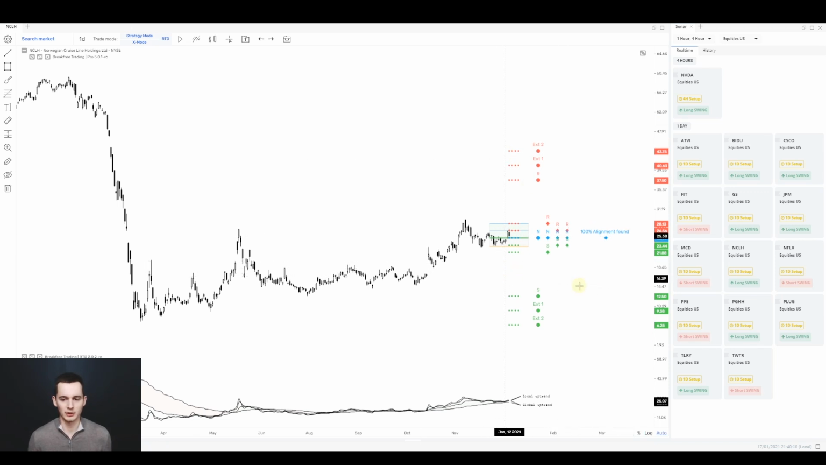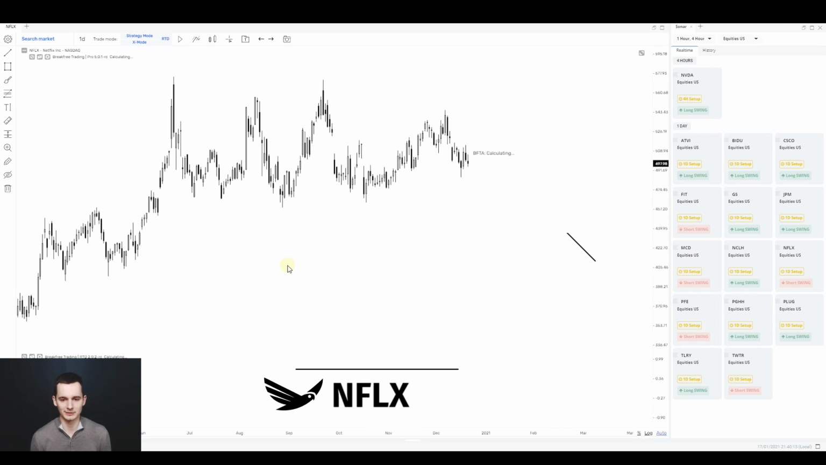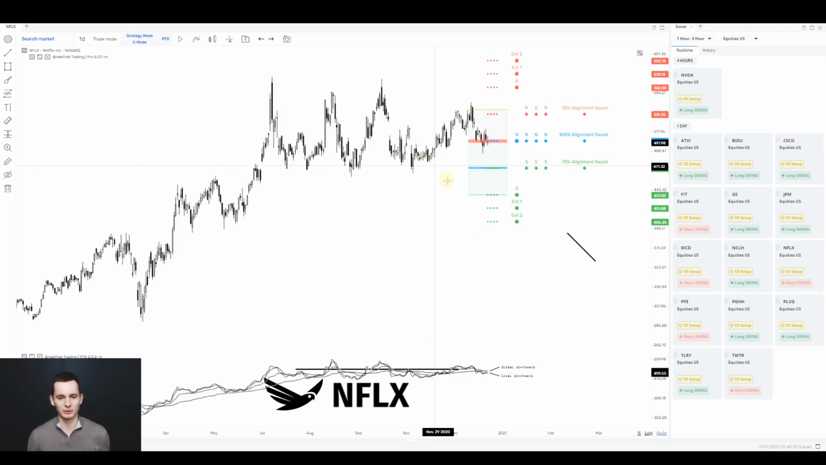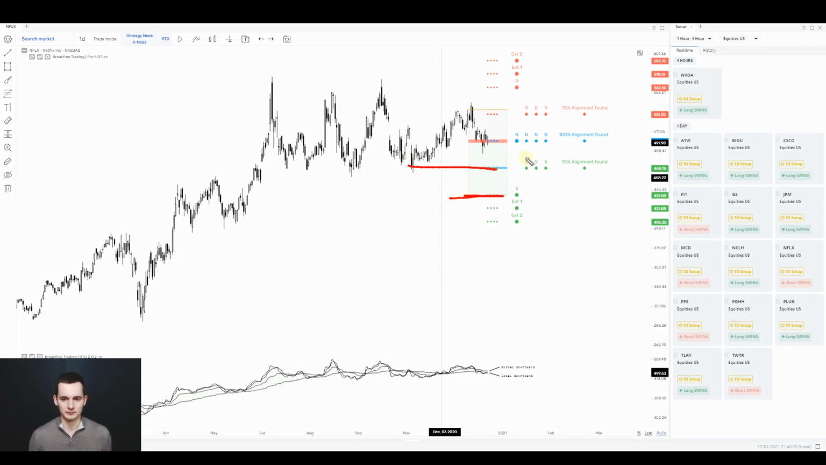All right, moving on to Netflix. Netflix, this short has been on for quite some time as well. I don't know if I would trade this. TP1 does look good. TP1 does look realistic. TP2, a little less realistic. But overall, I think Netflix could be more bullish in the near future.